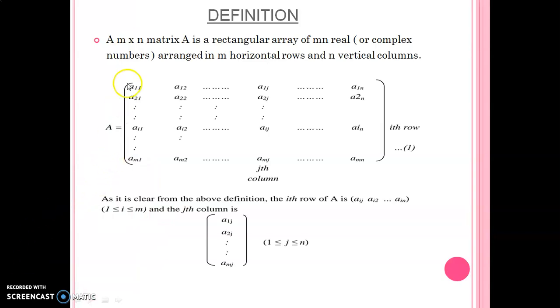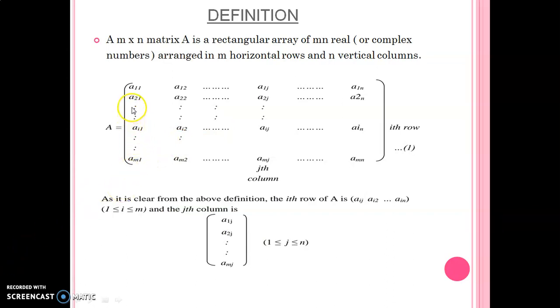A matrix is an m cross n rectangular array of m n real or complex numbers arranged in m horizontal rows and n vertical columns. A matrix is denoted by a capital letter and its entries are denoted by small letters. In this case, it is written in the form of Aij, where i stands for the ith row and j stands for the jth column.